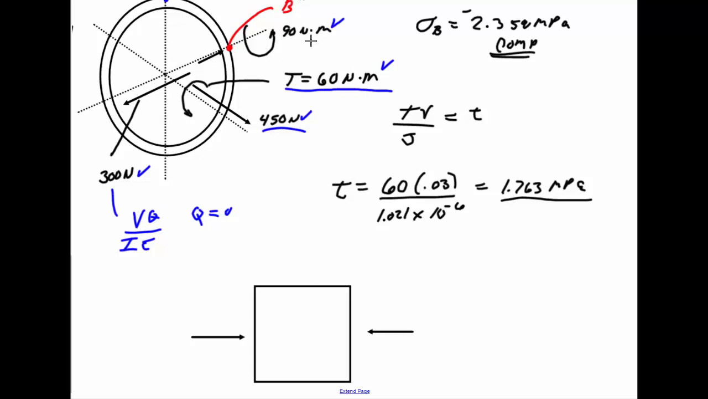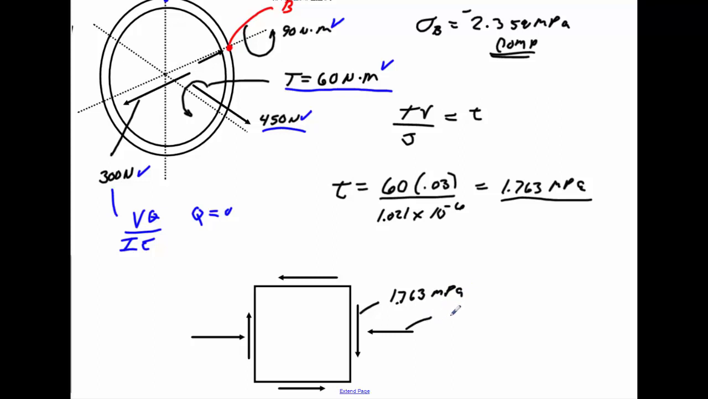So when I do that, then I'll have a shear coming like this. Shear coming down this. This comes back this way. And this comes back this way here. We will label these values here as 1.763 megapascals.